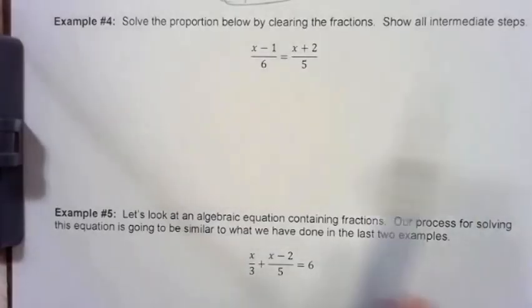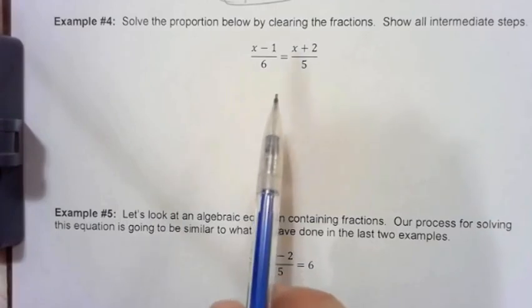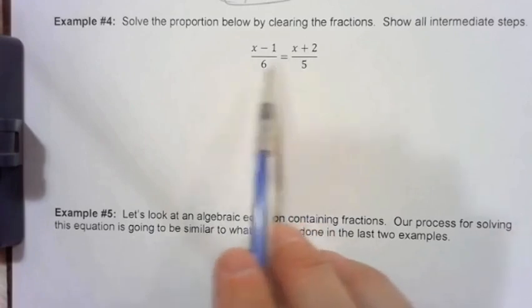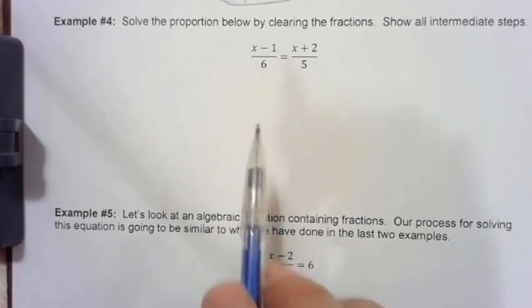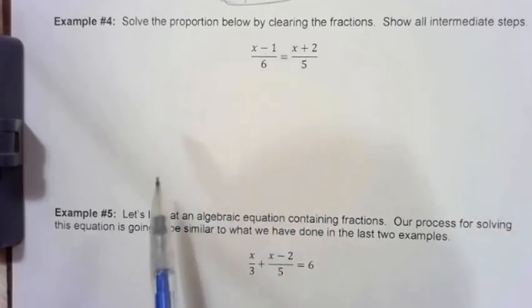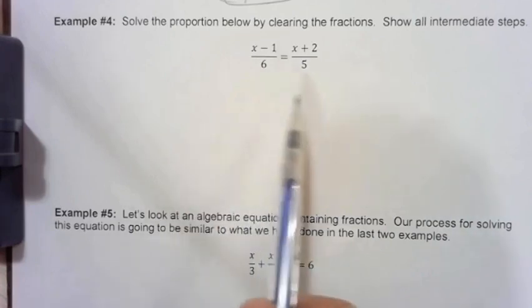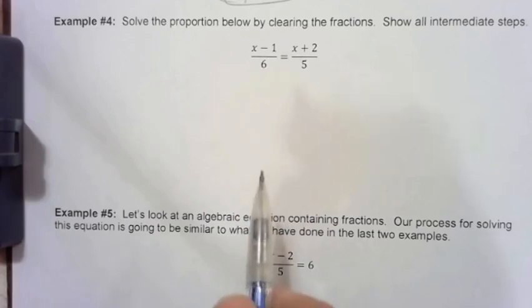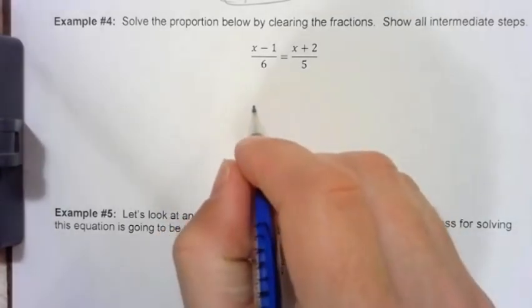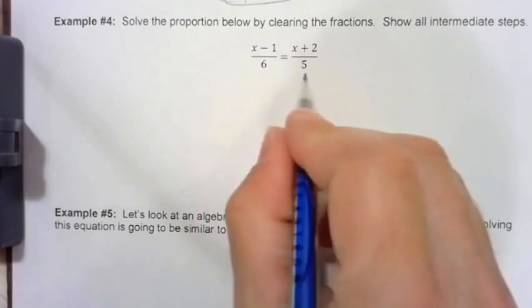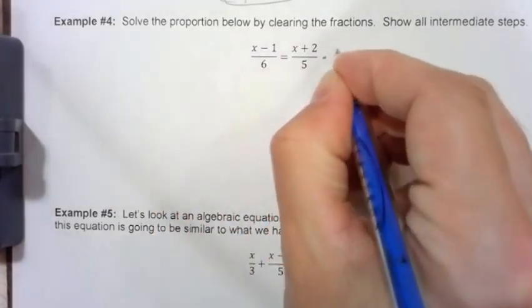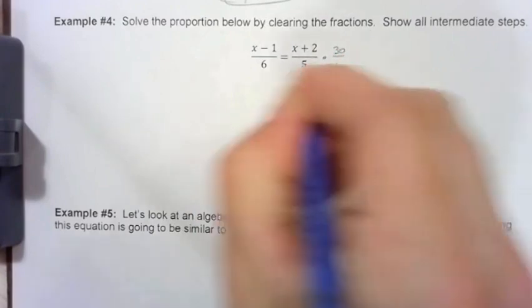In our next example, we're going to solve this proportion by clearing the fractions. Remember what we did before. If I wanted to get rid of the denominators, I had to figure out what was their least common multiple. If I look at my denominators here, 5 and 6, their least common multiple is actually going to be the number 30. 30 would be the first number in a list of multiples for each number. So I'm going to multiply each side by 30 over 1.